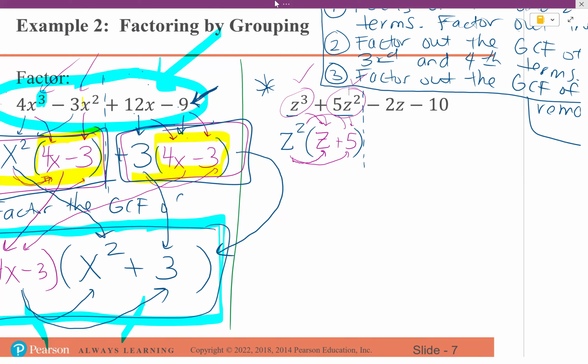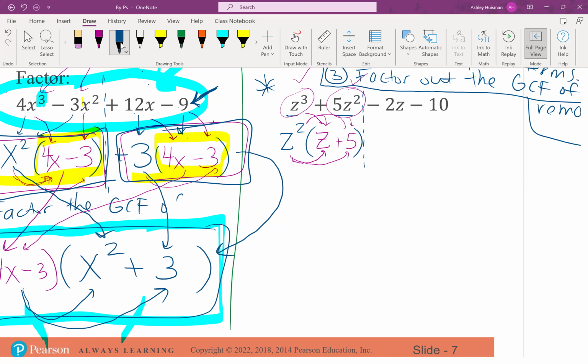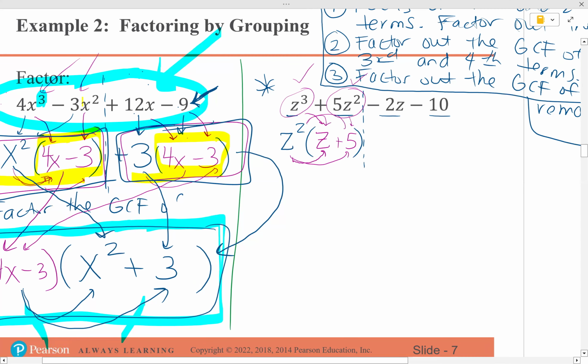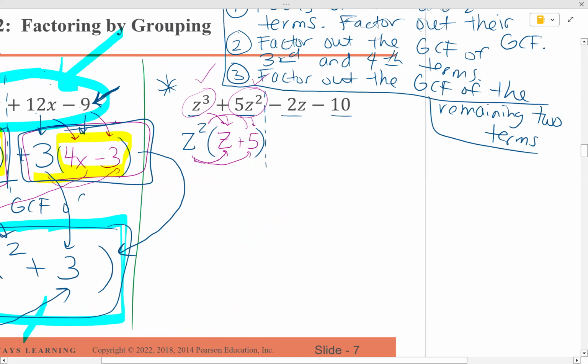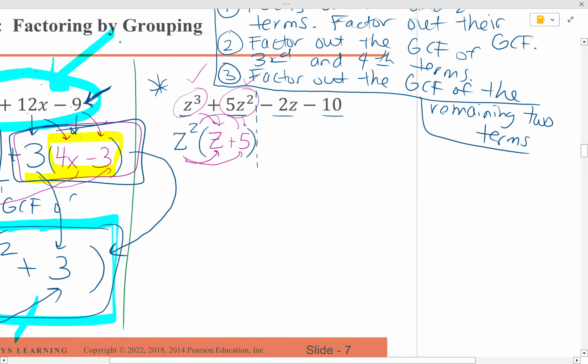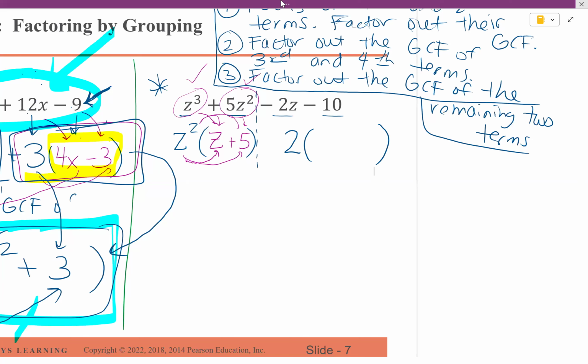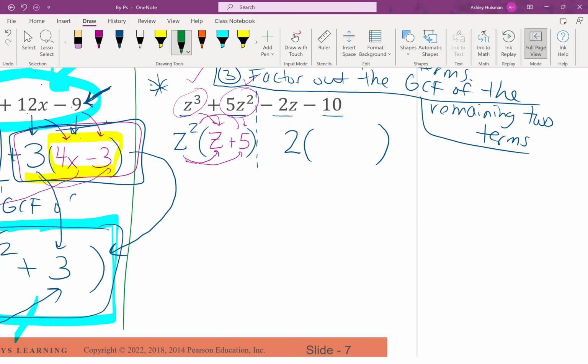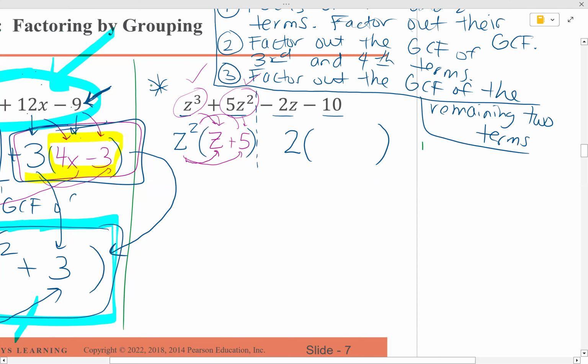Now I ignore the first and the second terms, and I move on to the third and the fourth. Between these two guys, negative 2z and negative 10, what do they have in common? I guess I could take a 2 out. 2 divides into 2, 2 divides into 10. This is a very subtle note to remember. I'm going to write it down. Note.